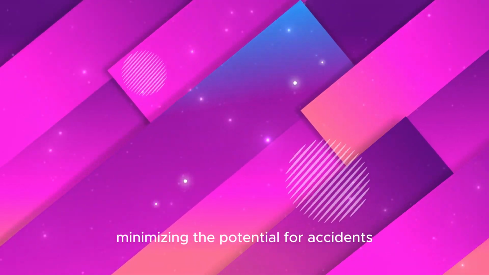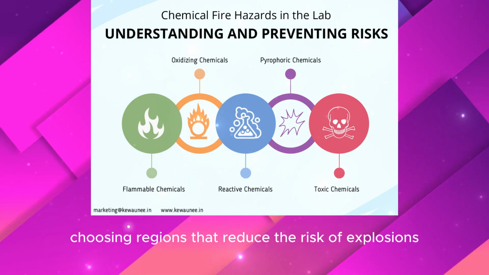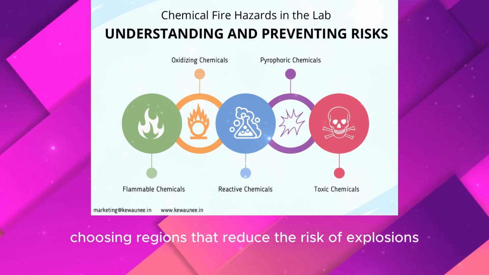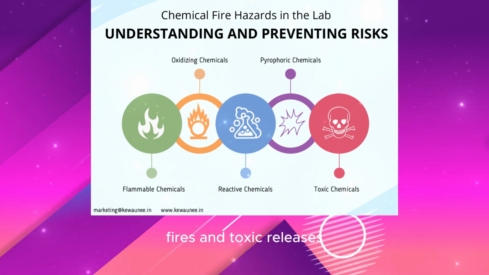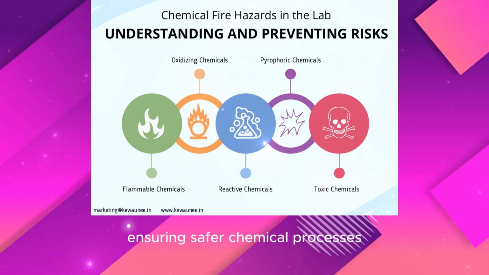Minimizing the potential for accidents means choosing reagents that reduce the risk of explosions, fires, and toxic releases, ensuring safer chemical processes.